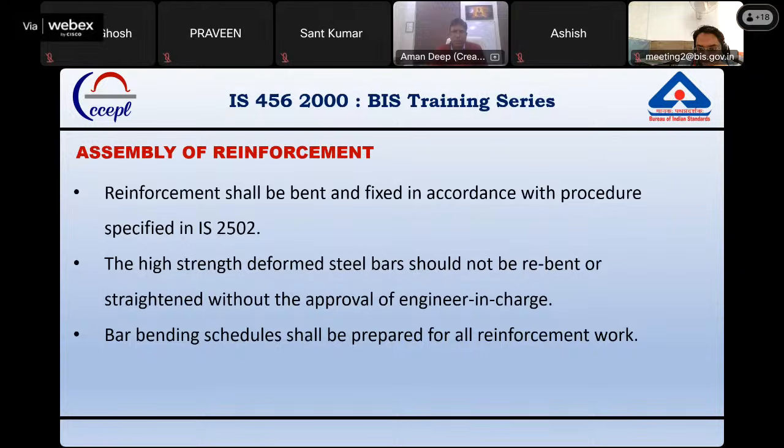Assembly of the reinforcement, the bending and fixing should be in accordance with IS 2502. High strength deformed bars should not be rebent or straightened without the approval of the engineer-in-charge.